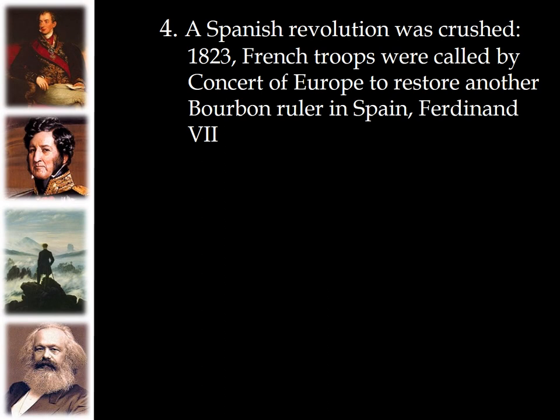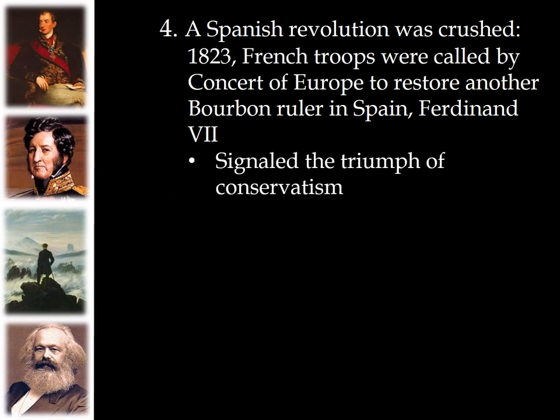The Spanish had rebelled against that in 1823, this Spanish Revolution, and this Spanish Revolution will be put down by the French forces, and the Bourbon ruler Ferdinand VII will be put back on the throne there. This signaled the triumph of conservatism, oddly enough, even though France was technically a more moderately liberal country with a constitutional monarchy. By crushing a nationalist rebellion in Spain, based on liberalism and nationalism, of course, it is seen as a triumph of conservative repression.